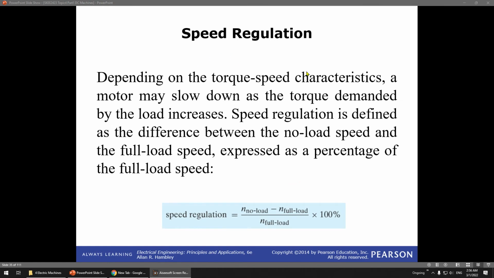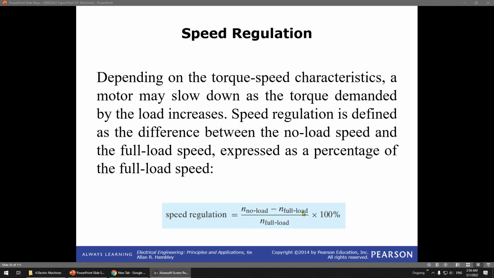Okay, this one is the speed regulation. Depending on the torque-speed characteristic, the motor may be slowed down as the torque demanded by the load increases. Speed regulation is defined as the difference between the no-load speed and the full-load speed. So this is the speed regulation.